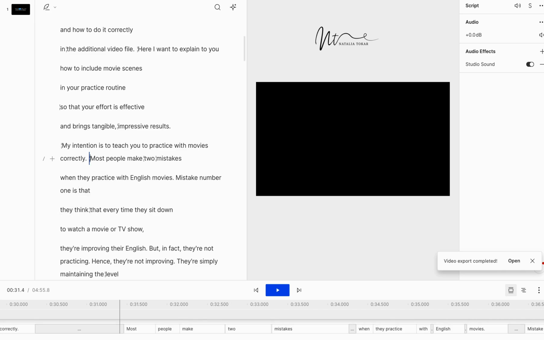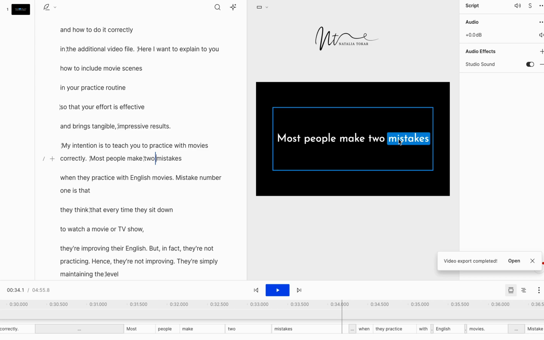Let's listen to this. Most people make two mistakes. I think it's obvious that I stressed two mistakes. Two is a number, mistakes is a noun, and I actually wanted to emphasize this part of the sentence. If you look down here, you will see that two is actually longer than make, and mistakes is the longest word here. This is how you can check yourself.